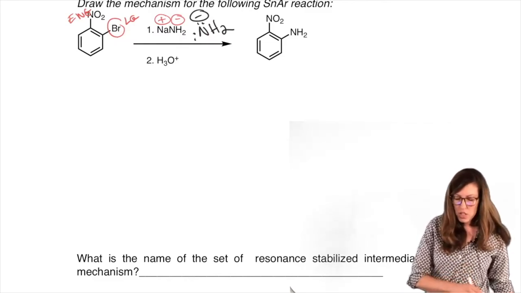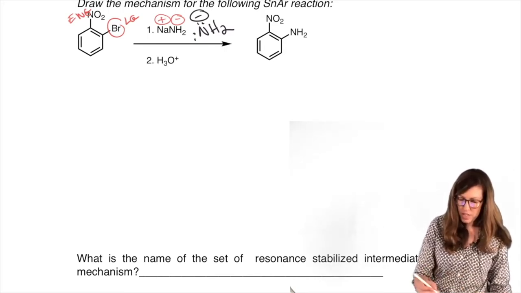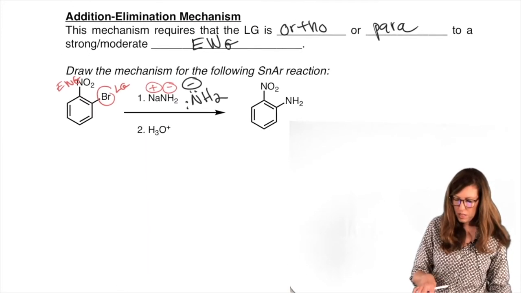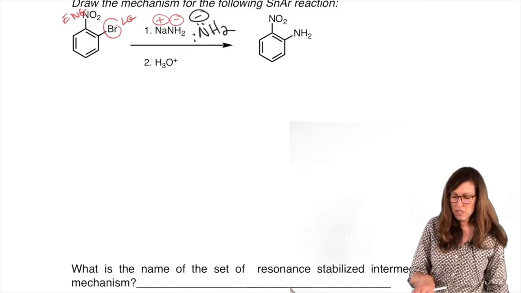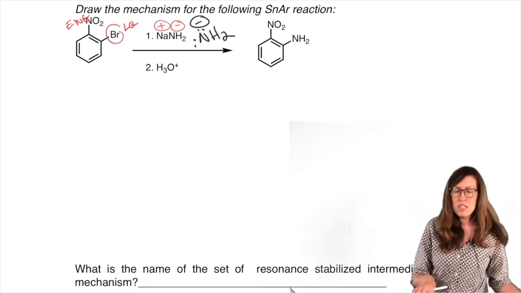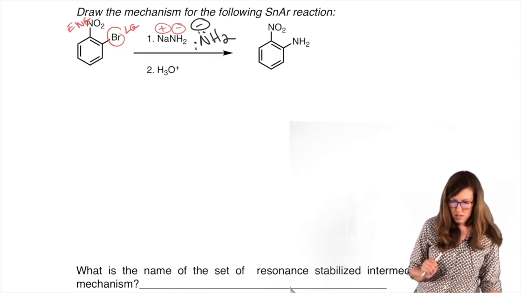Okay, so the hint is there in the title, addition elimination. So we should actually see in our mechanism an addition step and an elimination step. So let's see. Addition means that we are adding to a pi bond. The pi bond's going to temporarily be gone. Okay, so let's show that.